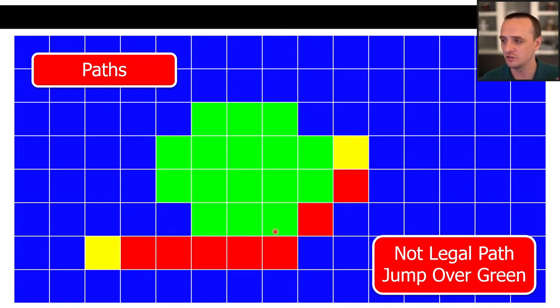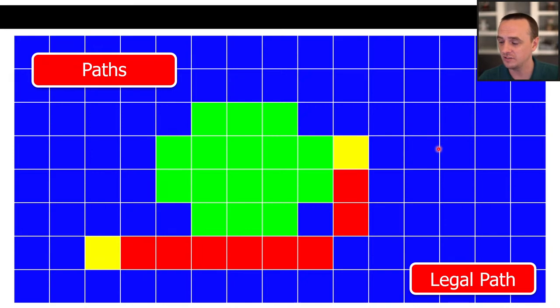I apologize to people who may not be able to distinguish between red and green, but this is green right here, this is red right here, and you would be jumping over like this. So this is not a legal path. However, this is a legal path because this diagonal action is not jumping over any colors that are different than the one that it is currently on.